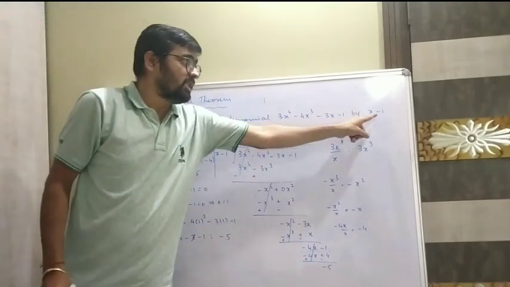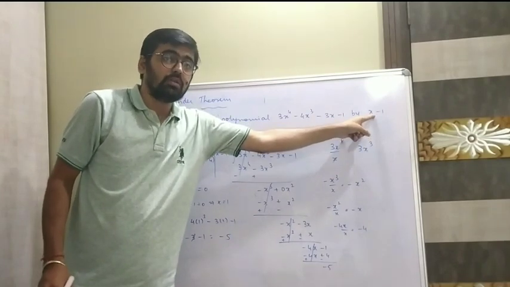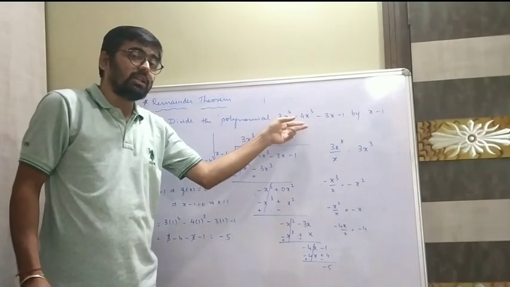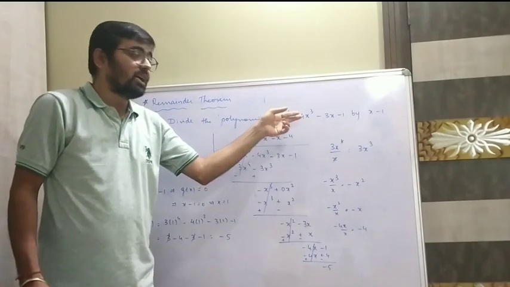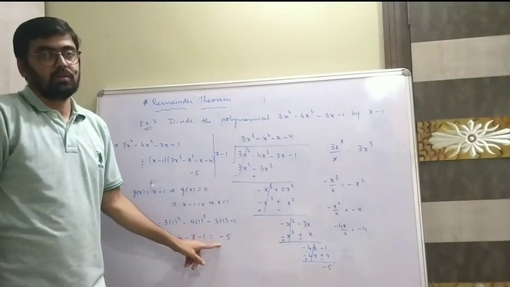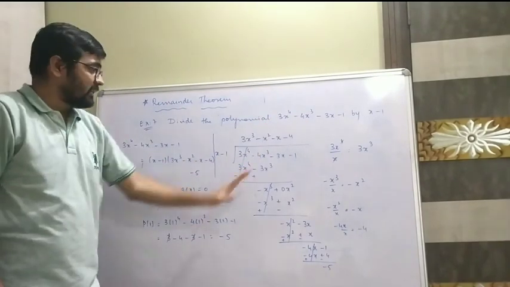Then by taking the zero of your linear polynomial, we got x equals 1. Replacing that value of x equals 1 in this particular polynomial p of x, the value of p of x is going to be the remainder. Am I clear? Are you getting this kind of a problem?